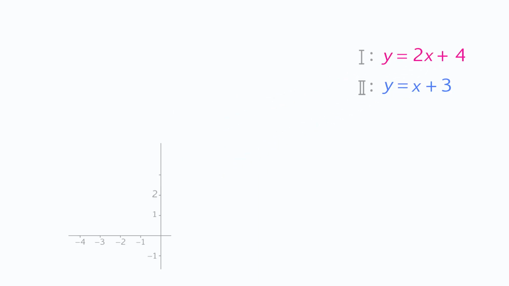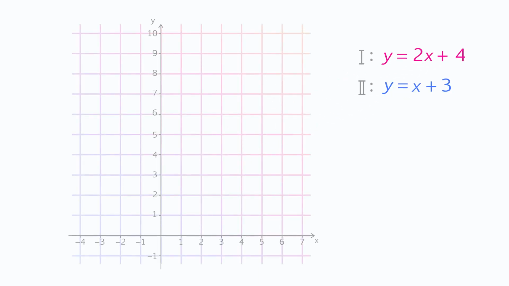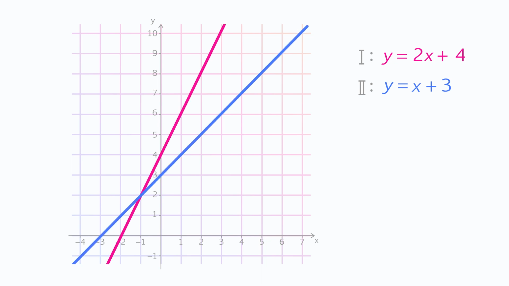You draw the graphs in a coordinate system. Equation 1 will look like this, and equation 2 like this. Notice that the graphs intersect at one point, A. Since the graphs are straight lines that are not parallel, they will only intersect at this single point. That means there is only one solution to this system of equations. This point is where x equals minus 1 and y equals 2. You have now found the solution to this system of equations, which is x comma y equals minus 1 comma 2.